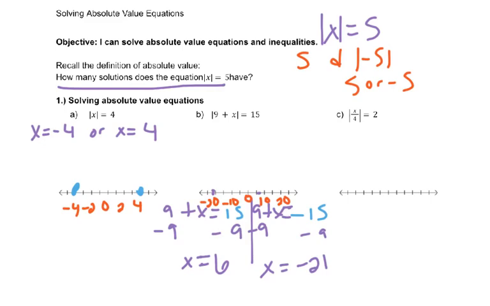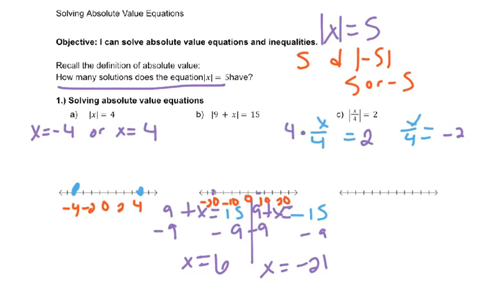Okay, so again, let's not even think about what's going on inside these absolute values. The absolute value of what gives you 2? Well, it would be 2 and negative 2, right? Okay, so now we have to set each of those equal to what was inside the absolute value. x over 4, x over 4. Okay, so let's go ahead and solve.